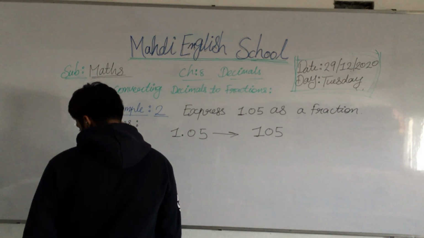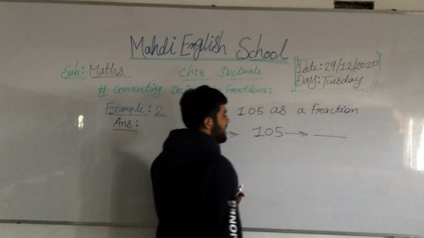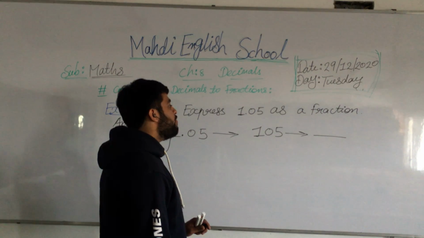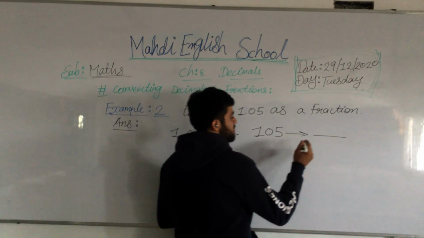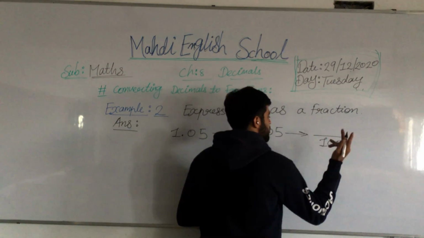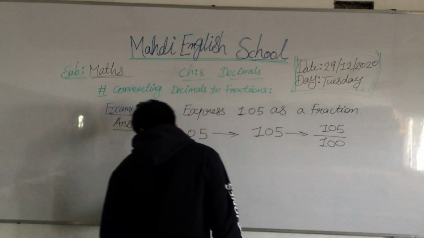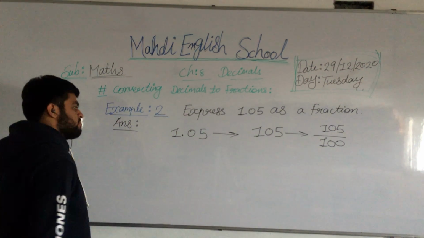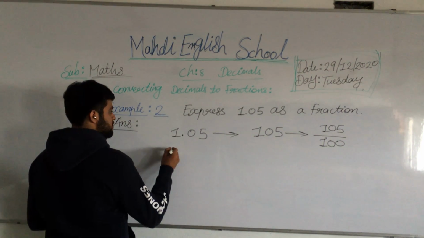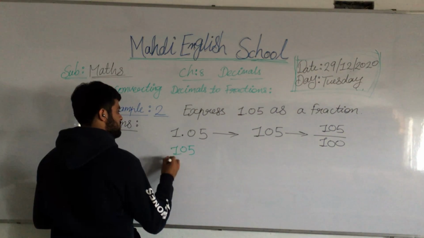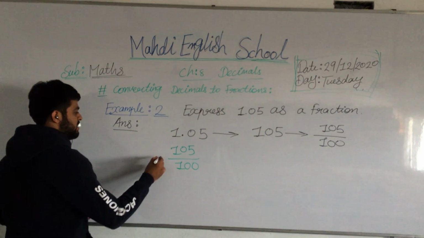And what is the next step? We have to write the denominator in the form of a fraction. So how many digits, 1, 2 or 3? It means we have to put 2 zeros. And we write it like that: 105 upon 100. So the answer is what, my dear students? The answer is 105 upon 100. Understood? This is our answer.